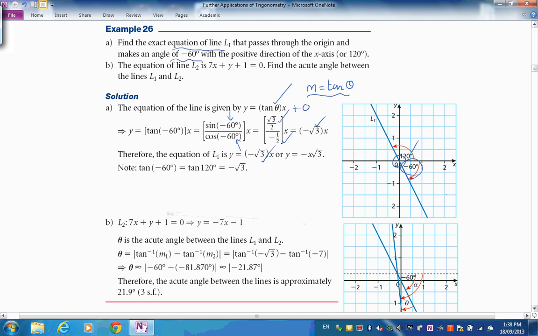Alright, now what about given another line, 7x plus y plus 1 equals 0. Now you have to rearrange it so you can pluck out the slope. So subtracting 7x from both sides, subtracting 1 from both sides, you get this rearrangement. Okay, so you could just use the formula. The angle between them is the inverse tan of the first one, the angle the first one makes with the x-axis, minus the angle that the second one makes with the x-axis.